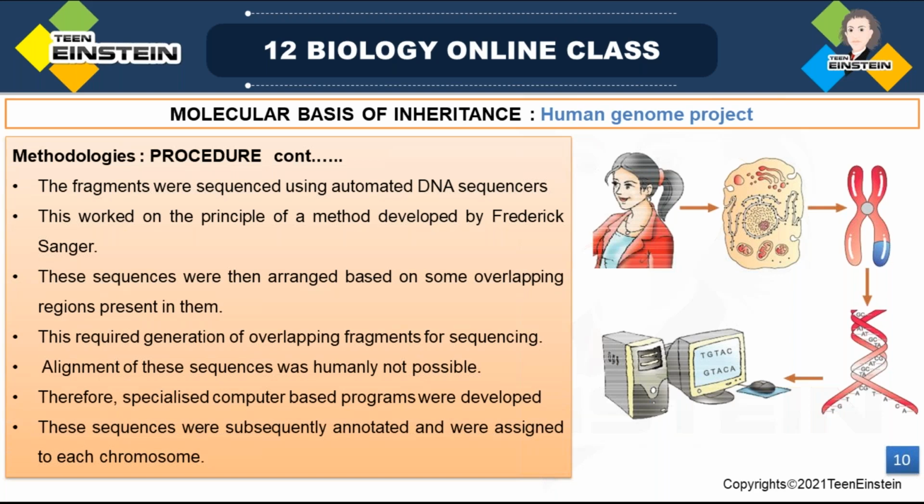Sanger is also credited for developing methods for the determination of amino acid sequence in proteins. We have already discussed Sanger, right? The scientist credited for developing the method for amino acid sequencing. For amino acid sequencing, Sanger's method is there. So he already has a credit for amino acid sequencing. Based on Sanger's method, this automated DNA sequencer is working.